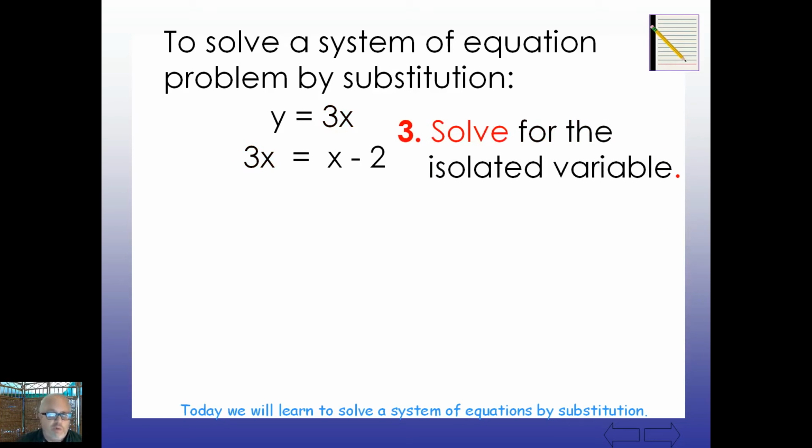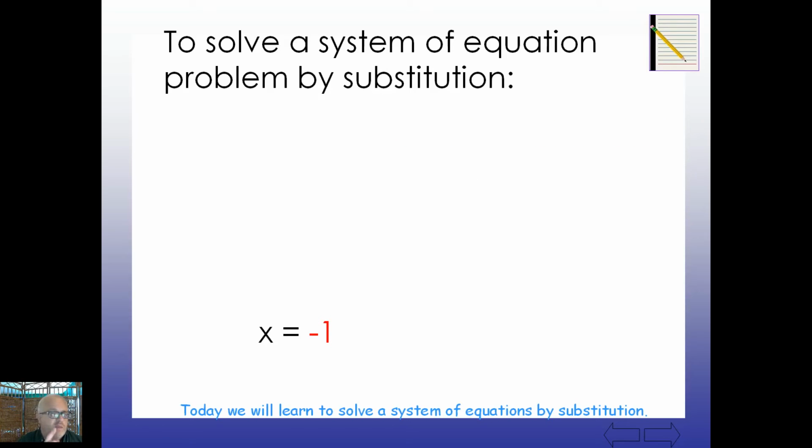So step 3, of course, is to solve for the isolated variable. Get rid of the smaller version of x. And you're looking at 2x equals negative 2. Divide both sides by 2. And so, of course, x is negative 1. Now, that is one of the pieces to our puzzle here. So now what do we do with this negative 1?